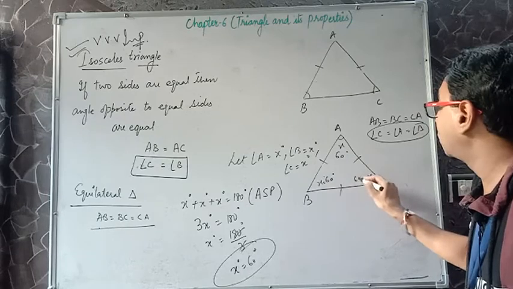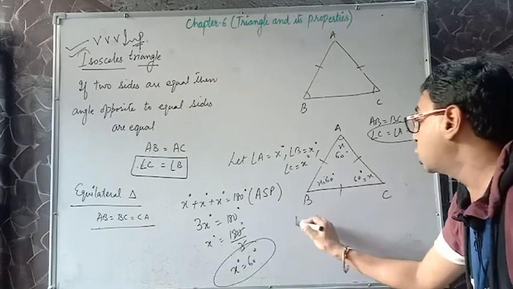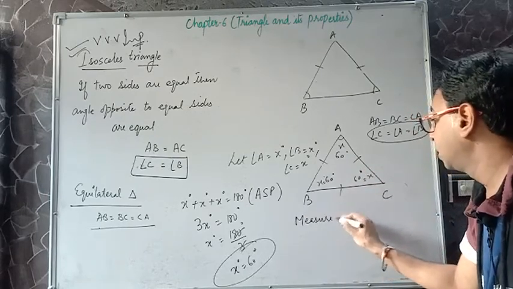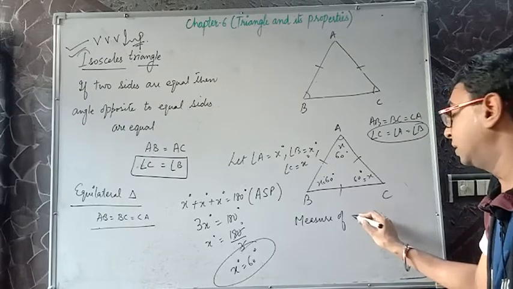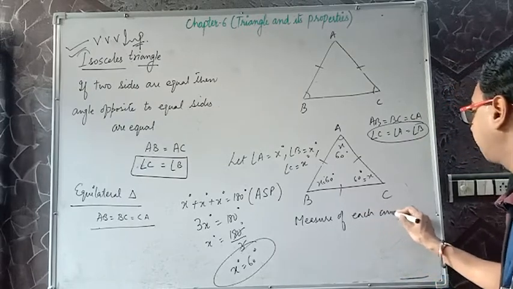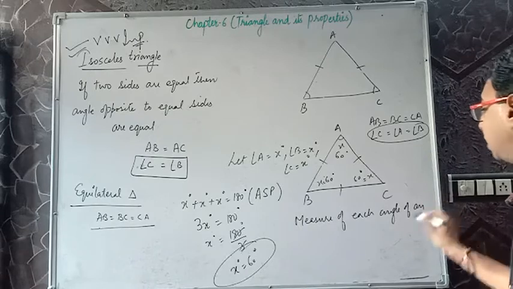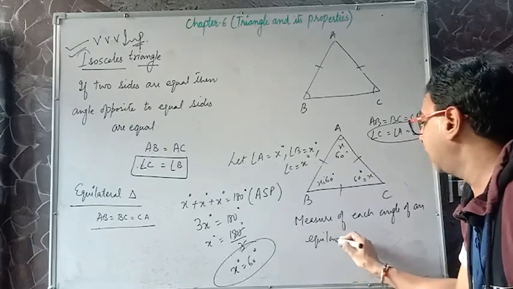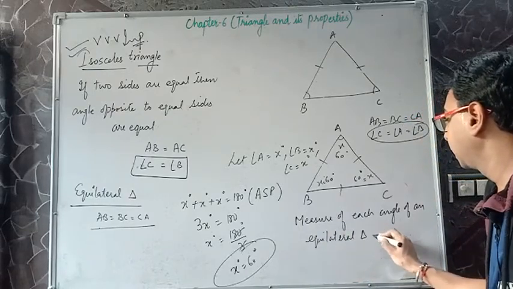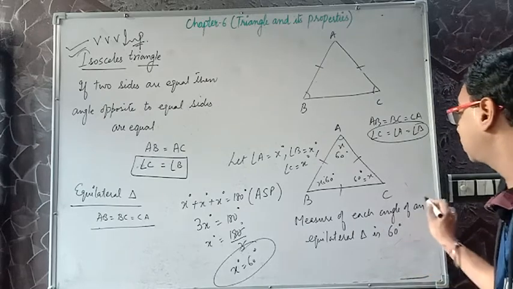This is what I want to say. This is one of the properties: measure of each angle of an equilateral triangle is 60 degree. This is an important one.